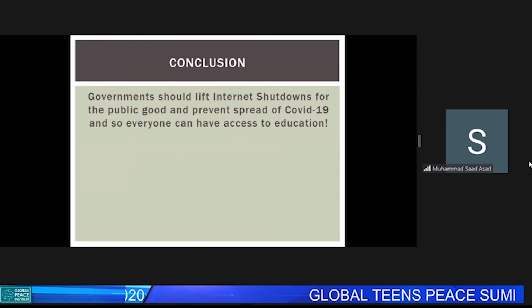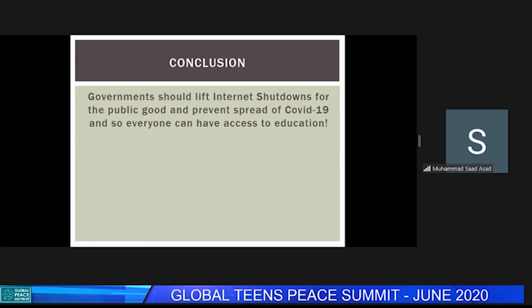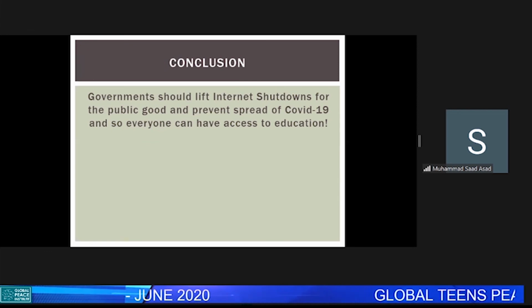The conclusion is that governments should lift internet shutdowns for the public good, to prevent the spread of COVID-19 and so everyone can have access to education.